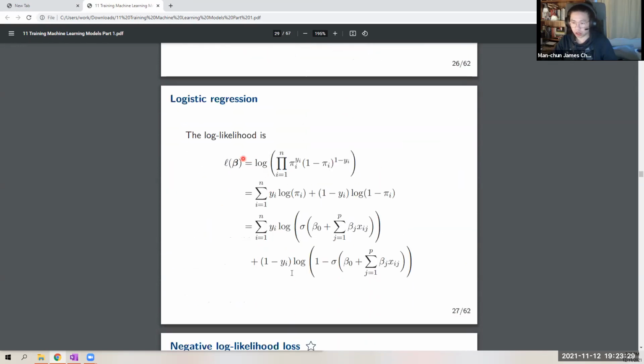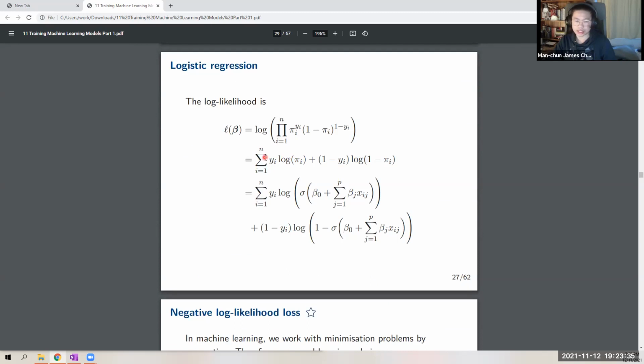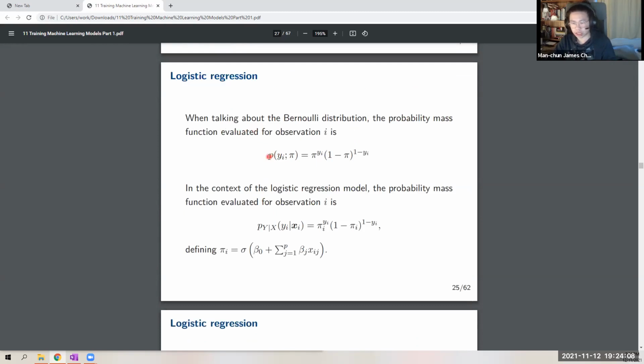What we're showing here is that the log likelihood is equal to the binary cross entropy loss function. So when you're doing classification, what you're minimizing is the binary cross entropy loss function. And what we're showing here is that minimizing the binary cross entropy loss function is equivalent to the maximum likelihood estimator when you assume that the y variable is a Bernoulli distribution.